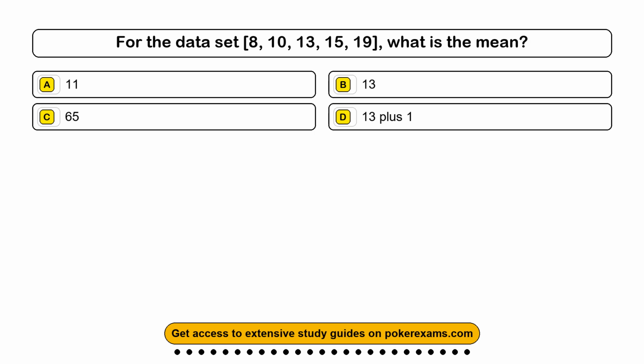Question 19. For the data set 8, 10, 13, 15, 19, what is the mean? Option A 11. Option B 13. Option C 65. Option D 13 plus 1.